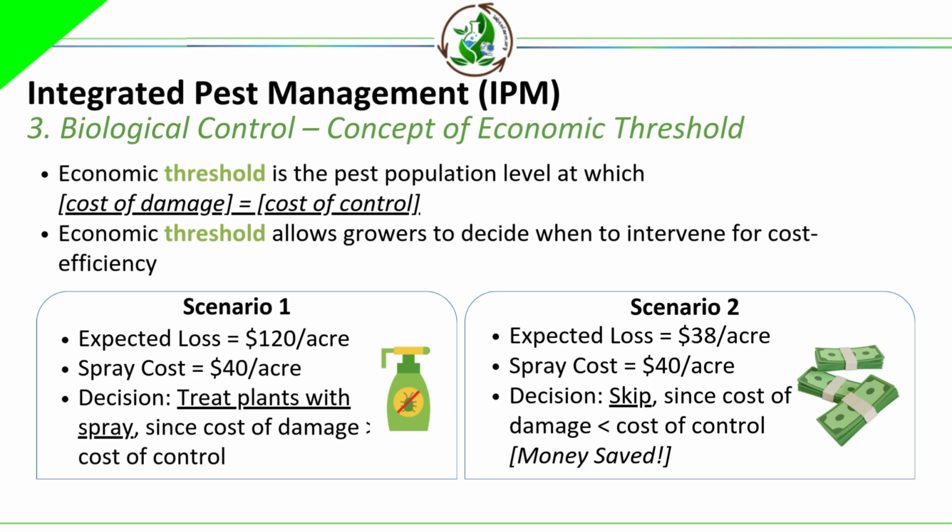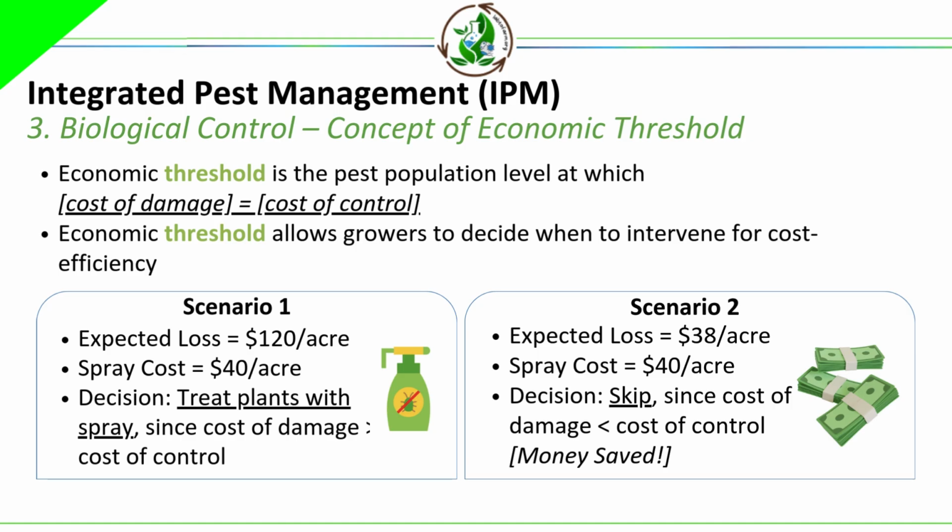The economic threshold is the pest population level at which the cost of crop damage or loss equals the cost of pest control. If pest damage would cost more than controlling them, it makes sense to act. If not, you can save money and avoid unnecessary treatments that would be fiscally counterproductive.